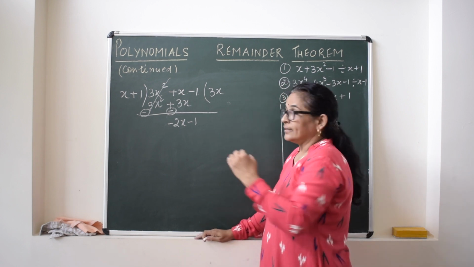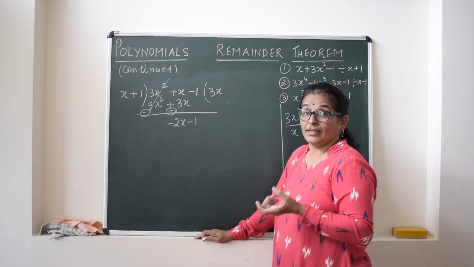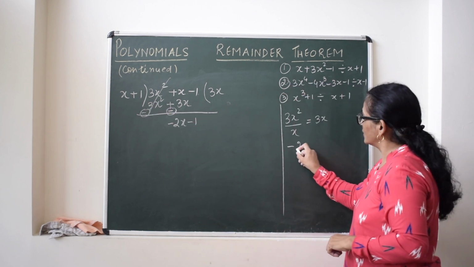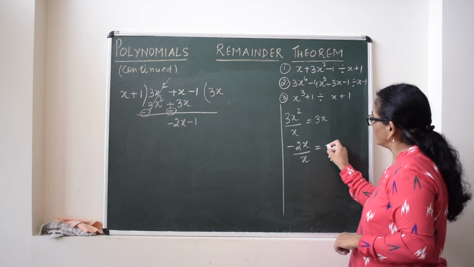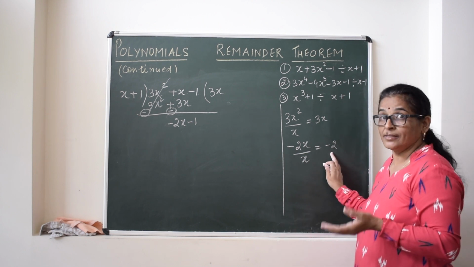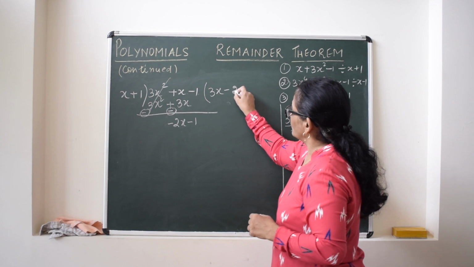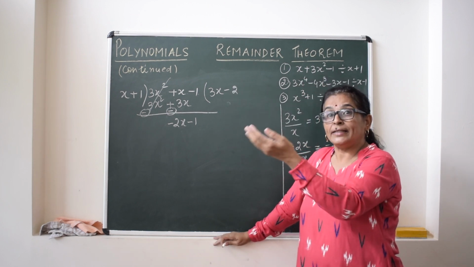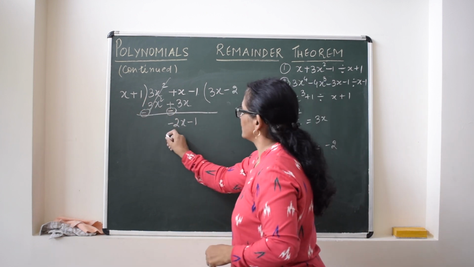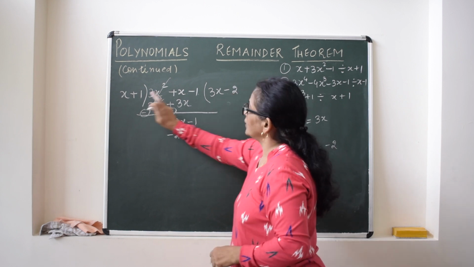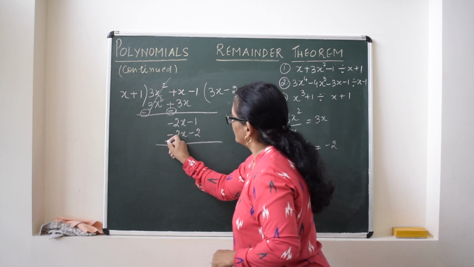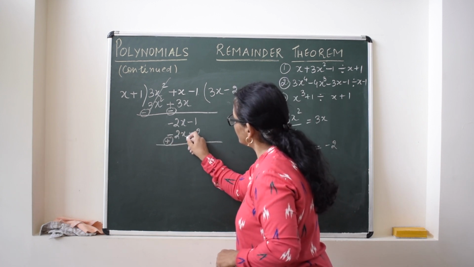After this you may say that this is the new dividend. Then the process is same. The first term of dividend divided by the first term of divisor will give us the next term of the quotient. So here the next term of the quotient is minus 2. As we get the term of the quotient, it is to be multiplied by each and every term of the divisor. So minus 2 into x is minus 2x, minus 2 into plus 1 will be minus 2. Leave some gap, change the signs and consider the changed sign.